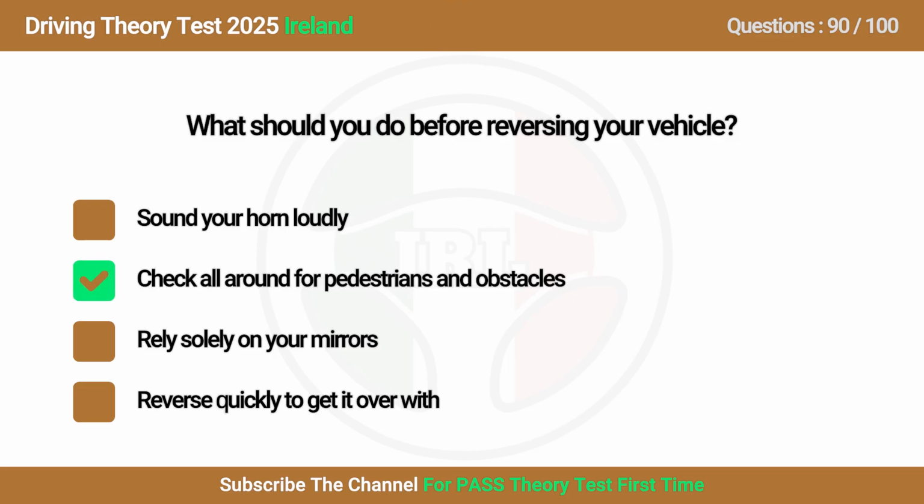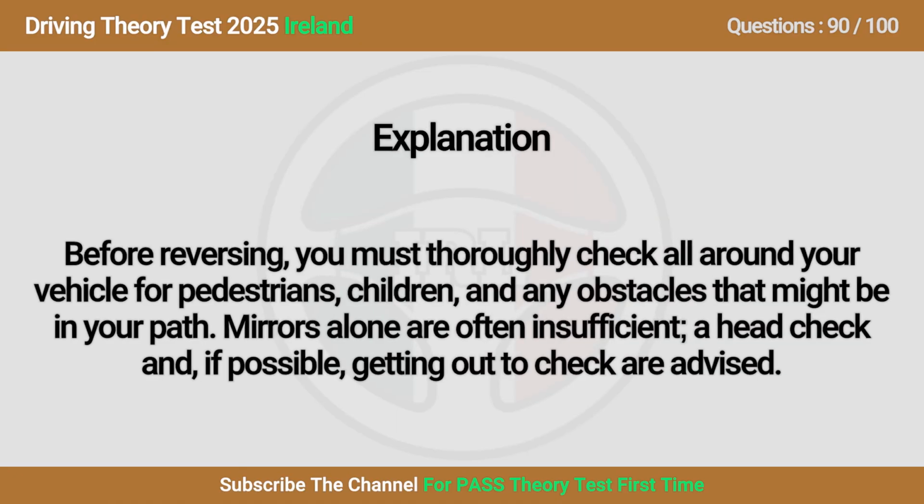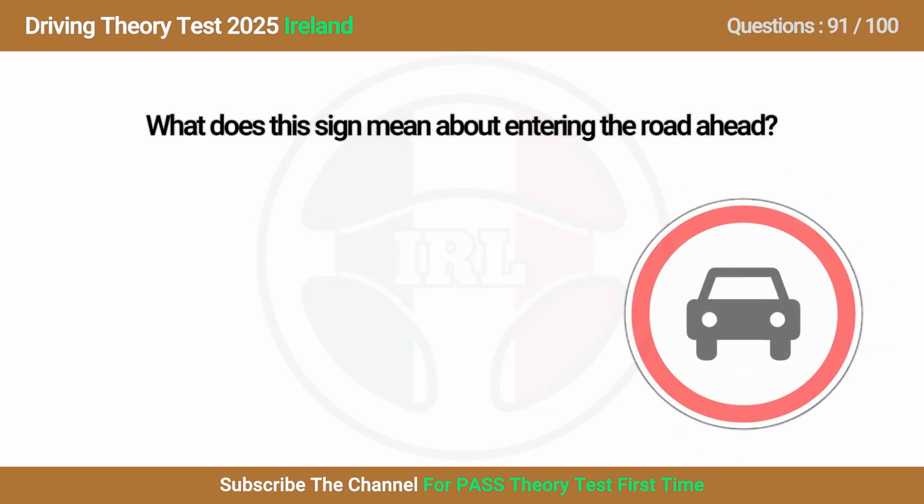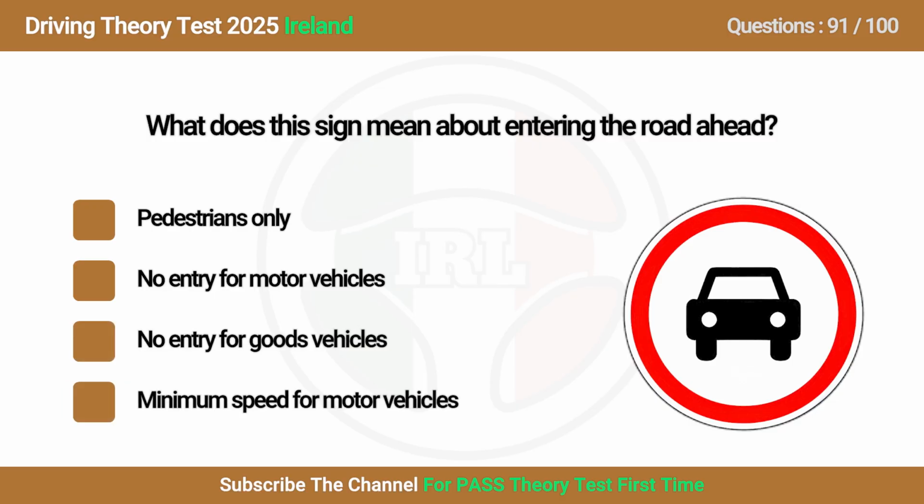Answer is B. Check all around for pedestrians and obstacles. Before reversing, you must thoroughly check all around your vehicle for pedestrians, children, and any obstacles that might be in your path. Mirrors alone are often insufficient. A. Head check, and if possible, getting out to check are advised. Question 91. What does this sign mean about entering the road ahead?